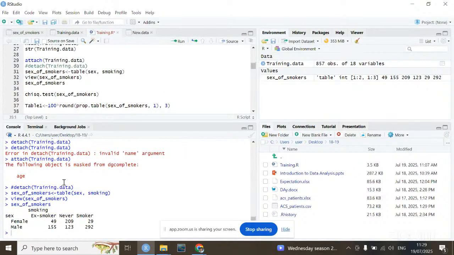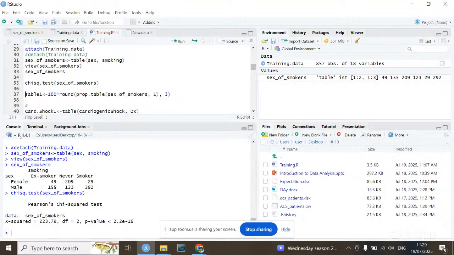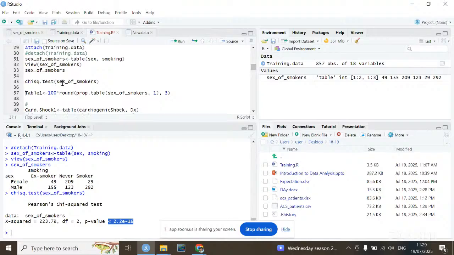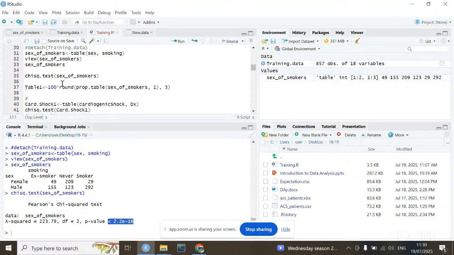If we want to test the relationship, whether it is significant or not significant, since we are dealing with qualitative variables, we use the chi-square test. From the chi-square test, we have the degree of freedom, the p-value, and the X-squared. The p-value shows that there is a very strong association, which is significant, between the smoking status and the sex.